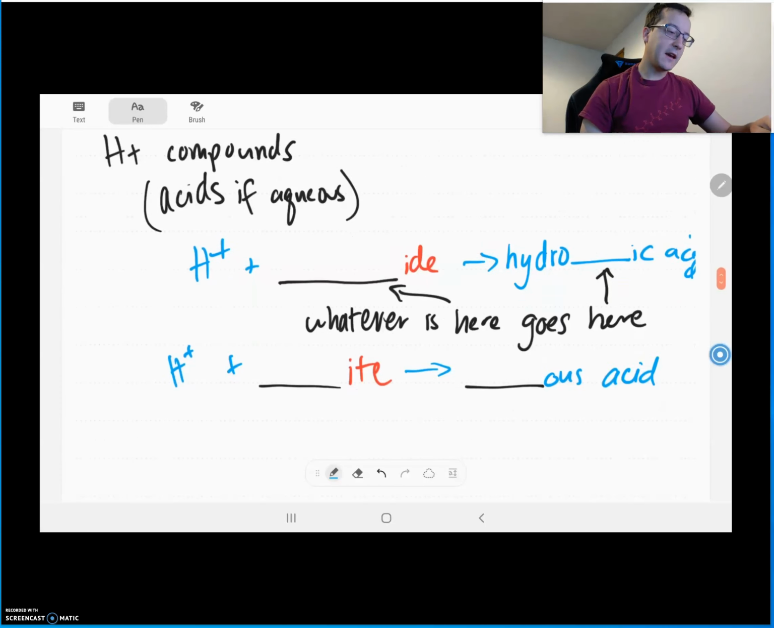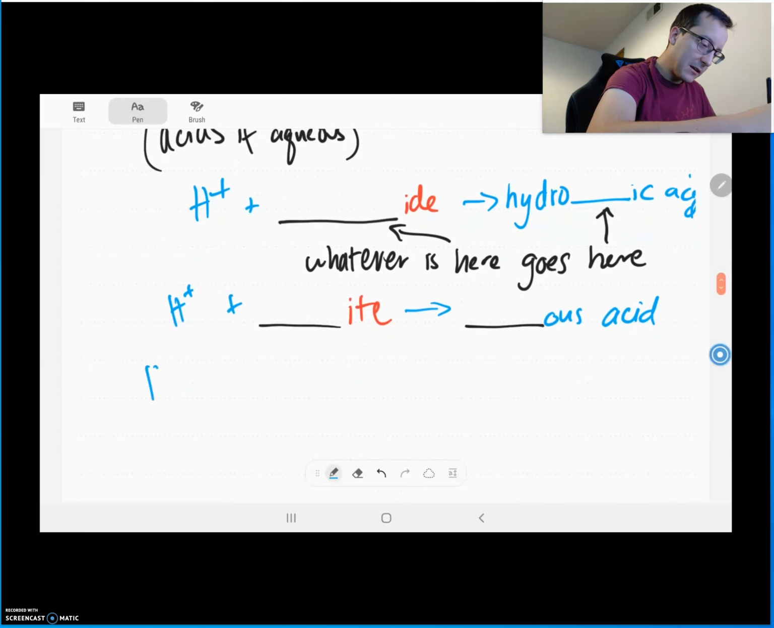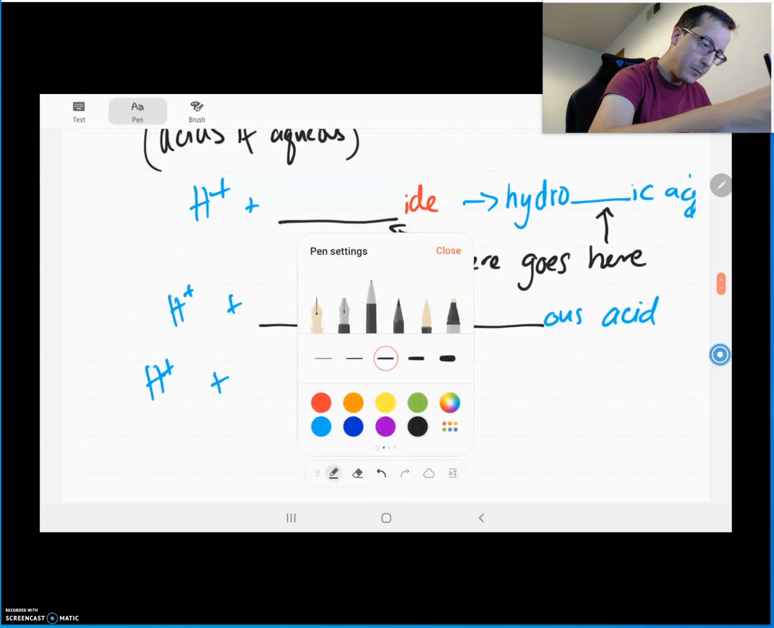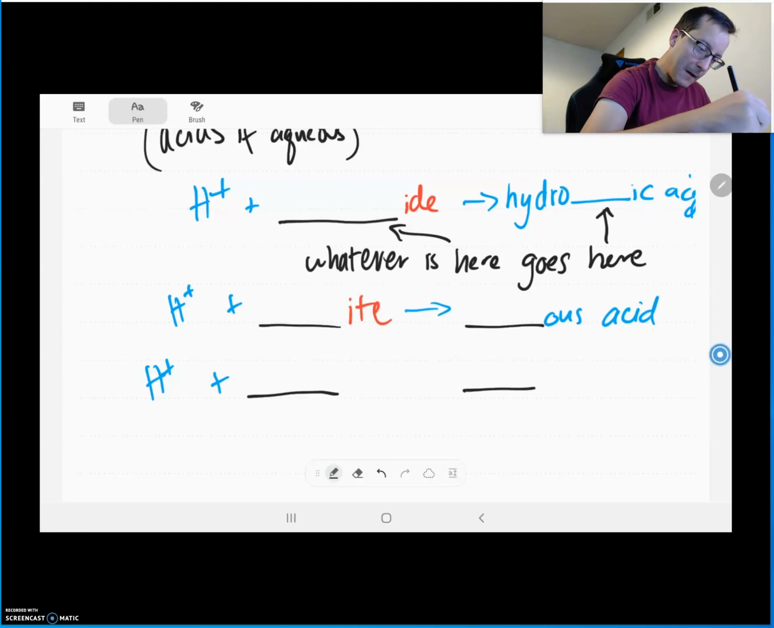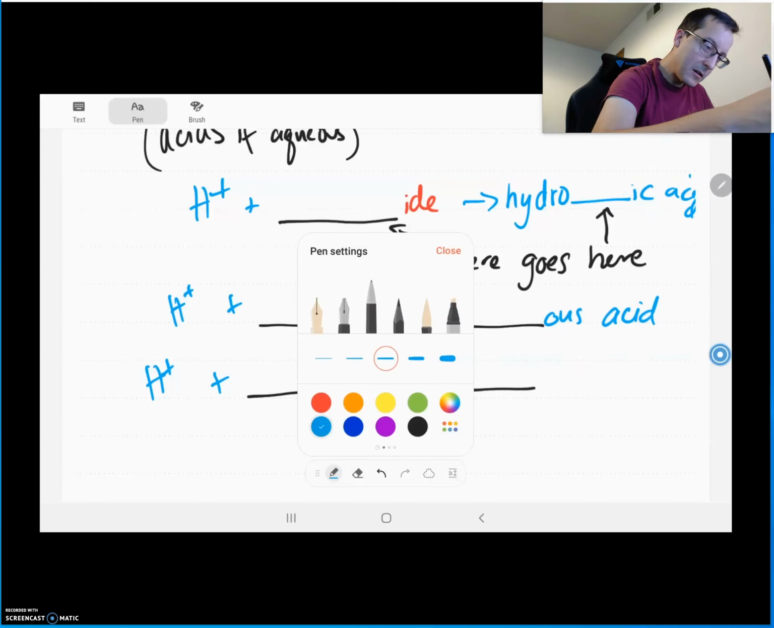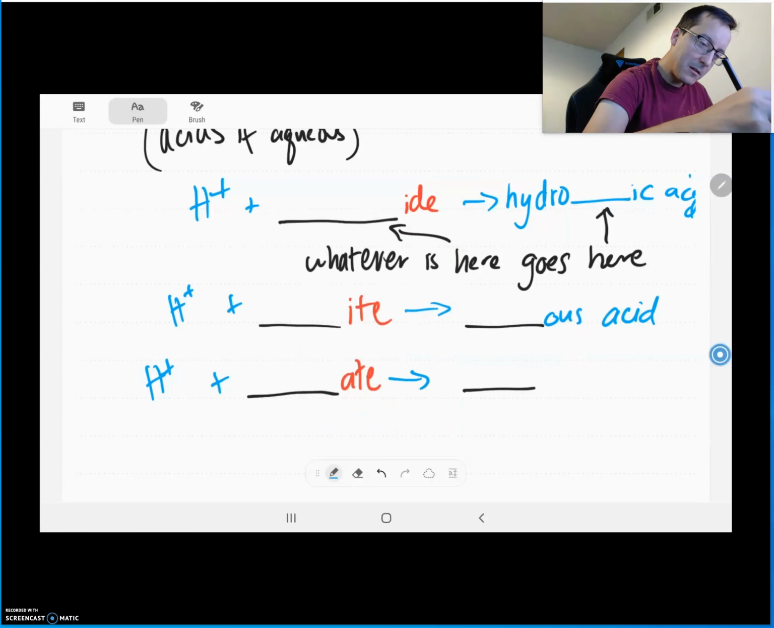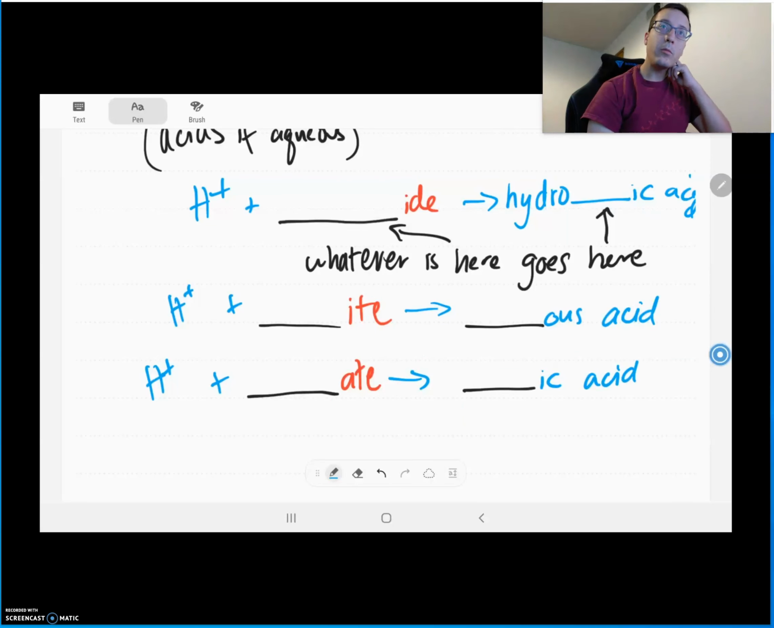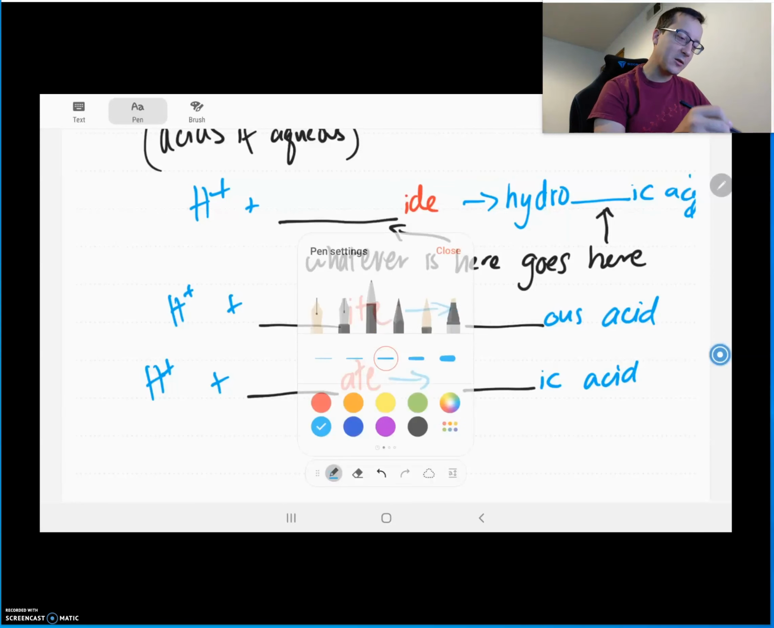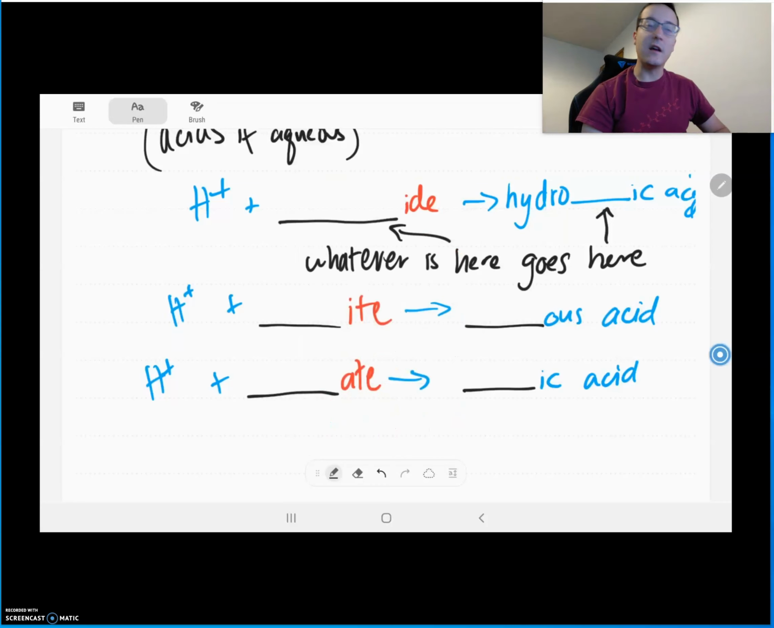And then the last case, we had H plus something with ate, and that became blank ic acid. All right, so hopefully this summary will help you guys out. I will of course upload this, so hopefully it will be nice and organized so you guys can see the formulas of how to get these names.